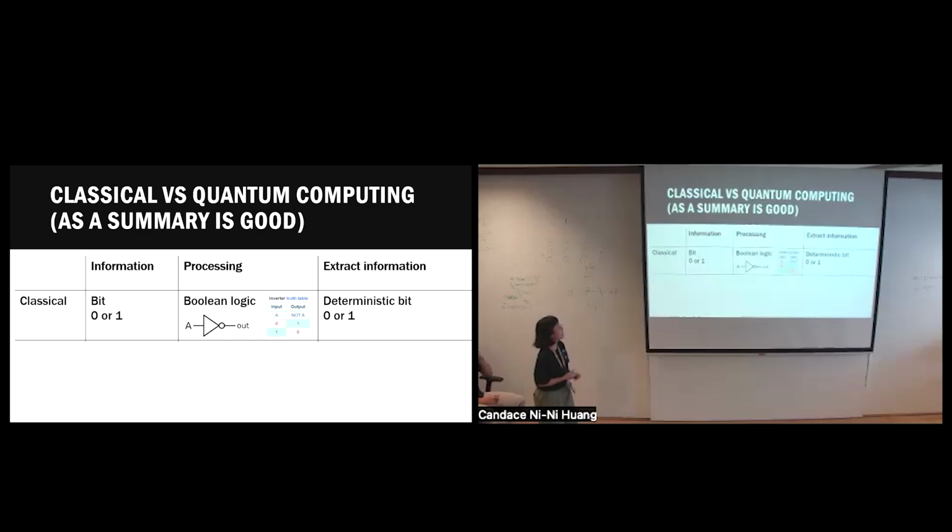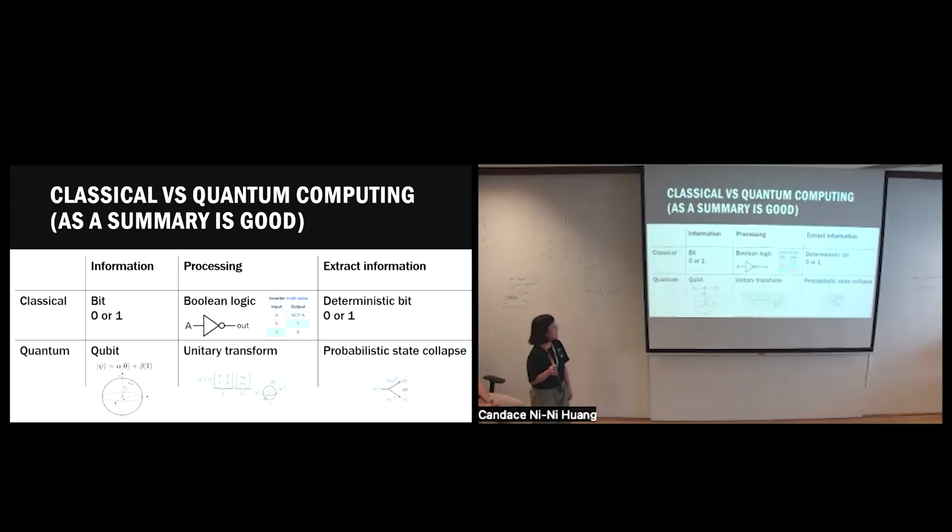In classical computing, it can be separated into information, processing, and extracting information. For information, we have bits, which are either 0 or 1. You cannot have a superposition of 0 and 1. When we process, we can have Boolean logic. For example, with a NOT gate, if we input 0, then we get 1. If we input 1, then we get 0. After the processing is done, we want to extract the information, and the information that we get is deterministic. It will be either 0 or 1.